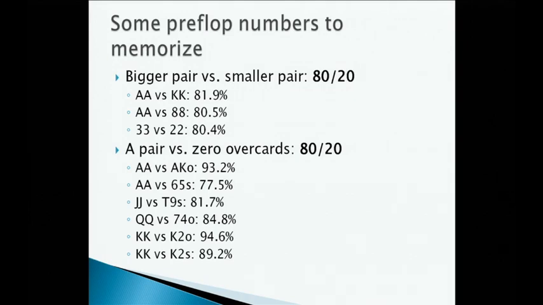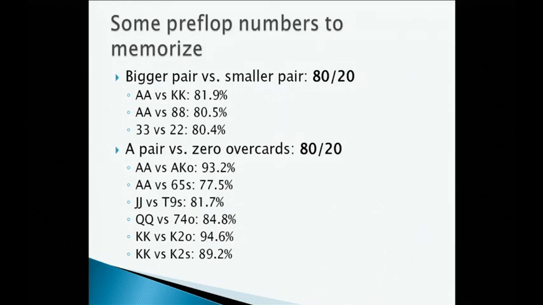Pocket aces against 6-5 suited. This is actually the hand that's best against aces, other than aces itself, is 6-5 suited. And aces is only 77.5%, but it's still, you know, ludicrous. So pocket jacks against 10-9 suited, 81.7%. Some rough numbers. 10-9 suited is pretty good, but pocket jacks crushes it because having two jacks blocks a lot of their straight outs. Pocket queens against 7-4 off is very good because 7-4 off is not suited, not connected.